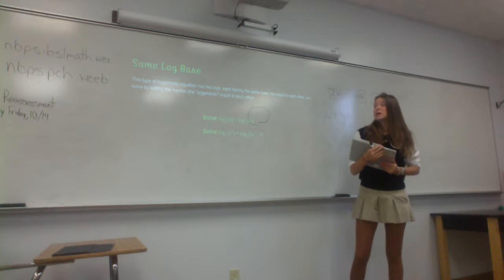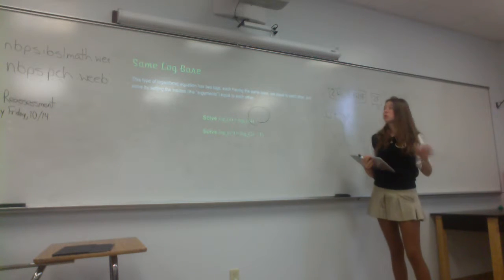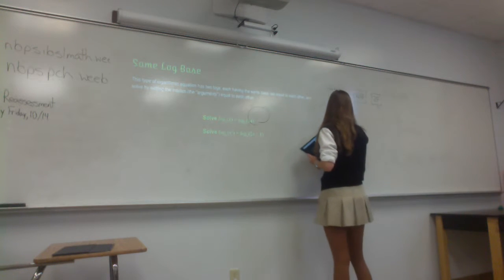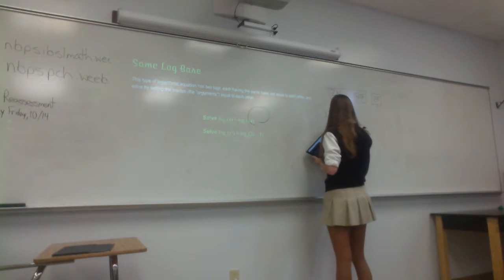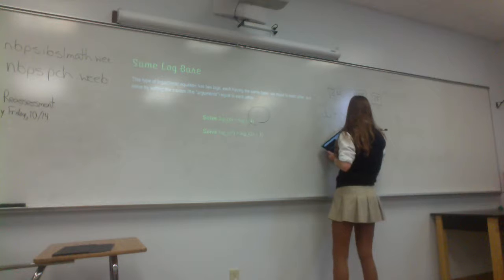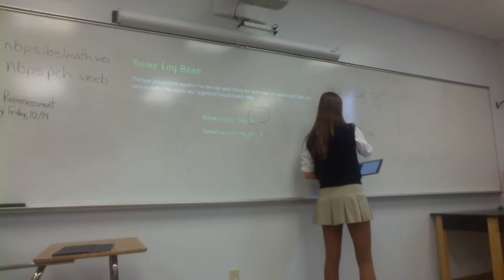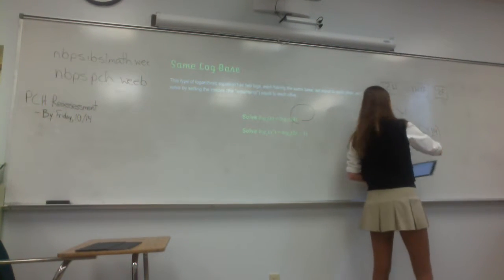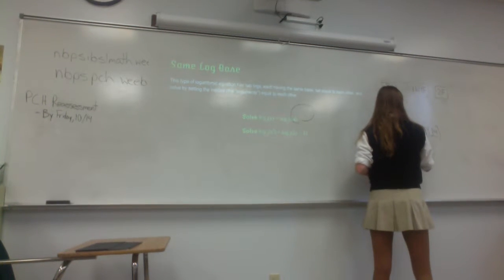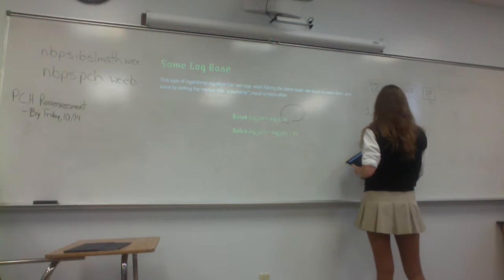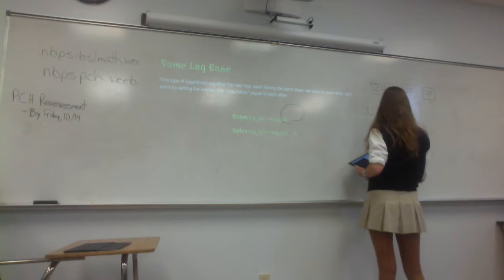Next, the same log base. These logarithmic equations have two logs, each having the same base, and you set the insides, the arguments, equal to each other and solve. So first, log base 2 of x equals log base 2 of 14. Whenever we have the same logs on both sides, we can assume that the arguments are equal to each other, so we can just cancel them out. You're left with x equals 14. That's it.